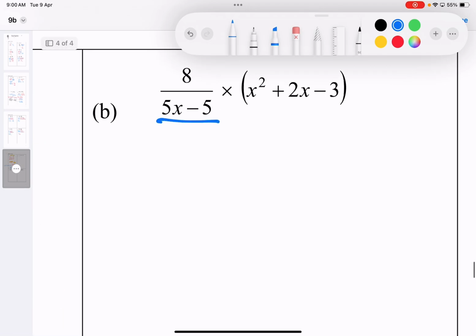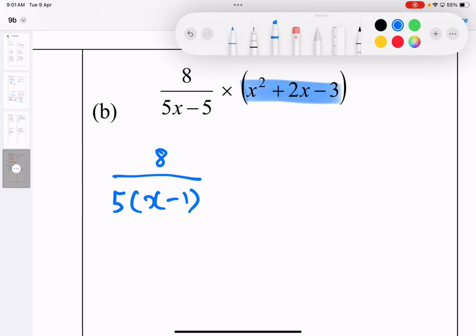Whenever you see a plus and minus, you need to try to factorize. Is there any way we can factorize this? 5, right? So I can pull out a 5. Let's try to do that. I pull out a 5, what is left behind? X minus 1, good.